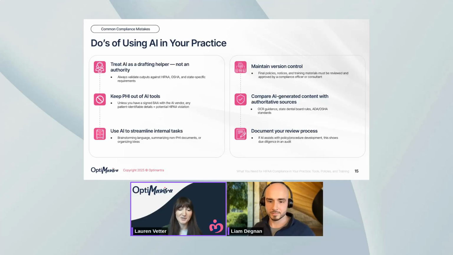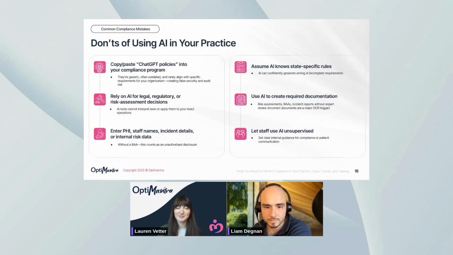You can use it to document your review process. So you can let it help you draft a policy or procedure. But note that that reviewing step that you take will strengthen your compliance posture and demonstrate your thoughtful oversight. There's great ways to use it and it'll help you save time. But just be super, super cautious. This is a new way where people are getting a little caught up in.